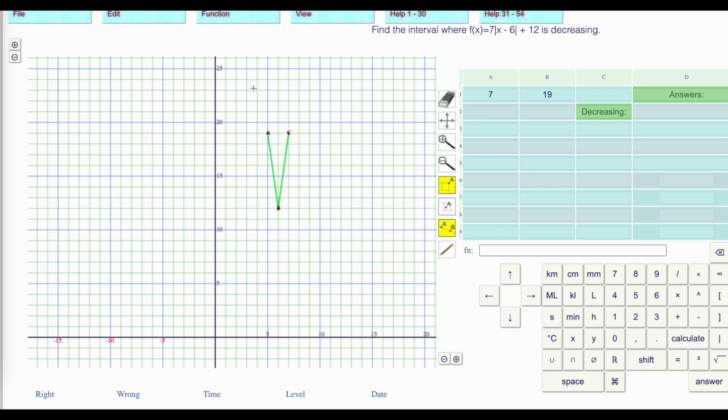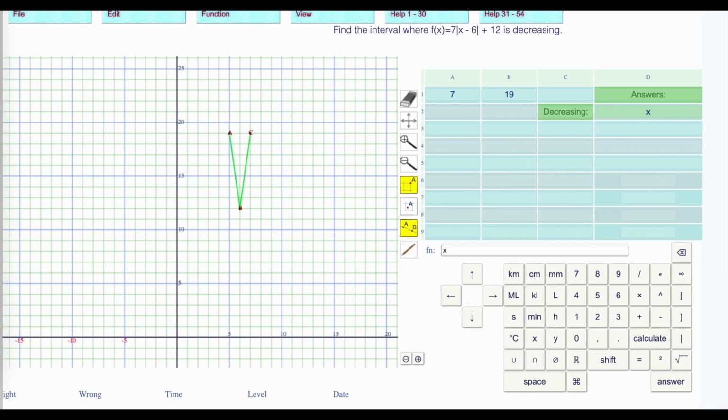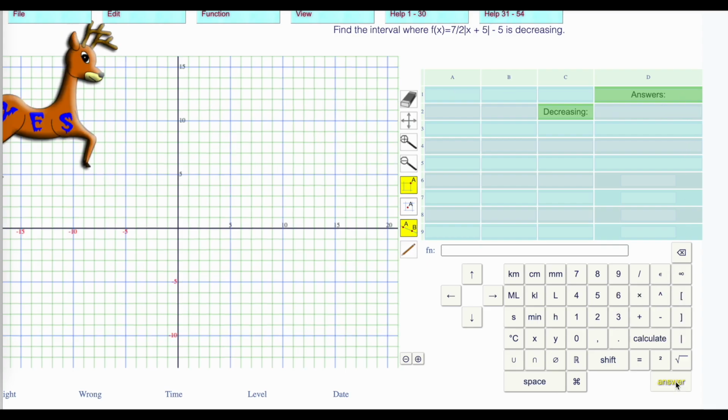When is it decreasing? So it's decreasing along this arm from negative infinity until 6. X is a member of the open bracket, negative infinity to 6, closed bracket, and that's our answer.